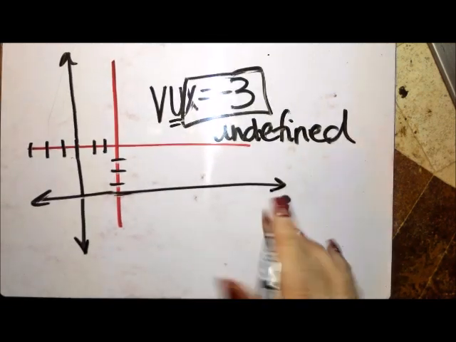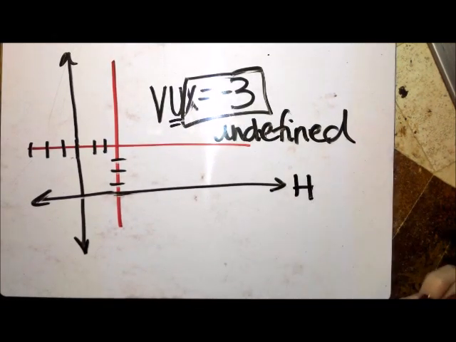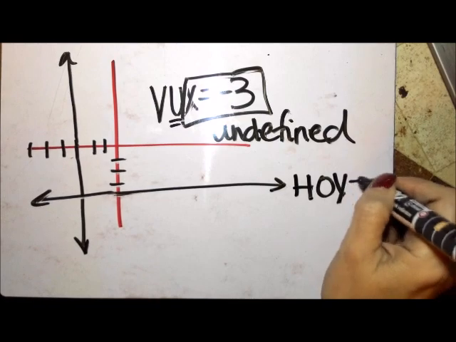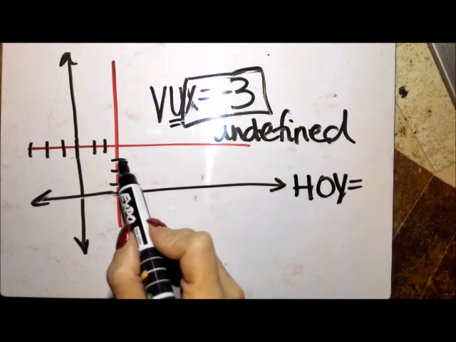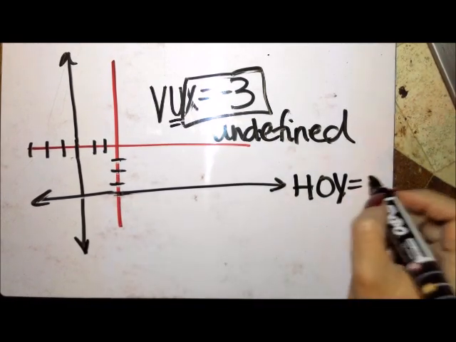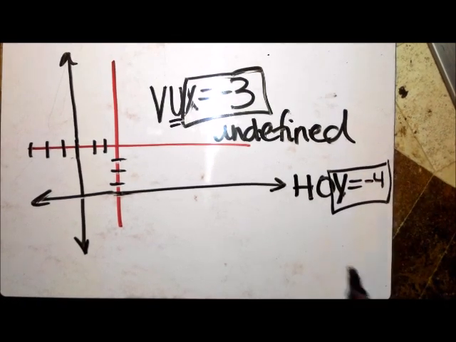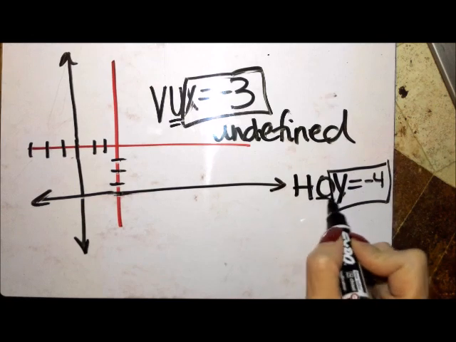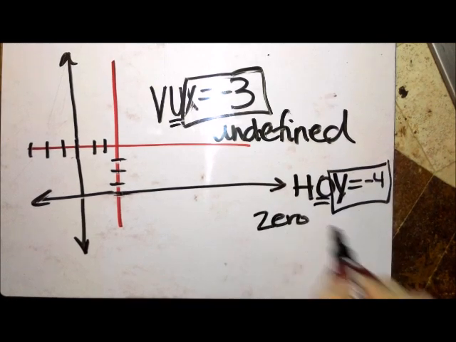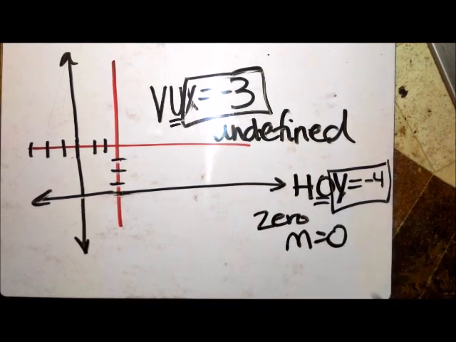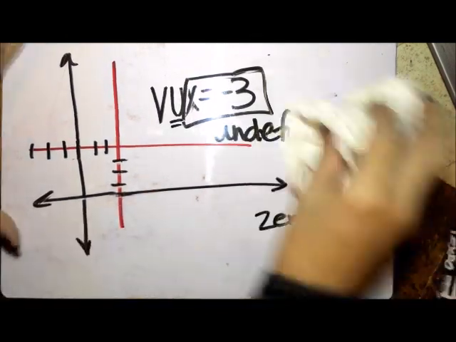This line right here is a horizontal line. The word that goes with horizontal is HOY, which is y equals, and in this case, it would be 1, 2, 3, 4. Y equals -4. What's the slope of this line? That is a horizontal and a 0 slope. So my slope equals 0. Okay, just a quick reminder on those.